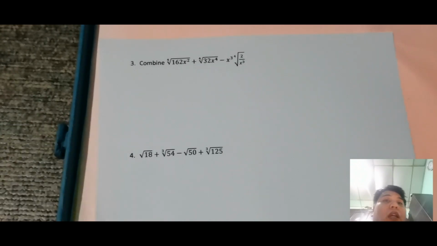Okay, so let's have number 3. Combine 4th root of 162x squared plus 4th root of 32x to the 4th minus x cubed 4th root of 2 over x cubed. Okay, so since 4th root ang pinag-uusapan, isipin mo muna yung mga number sa 162 in which mga perfect 4th power, sorry. Una si 1, 16, okay, 16. So perfect 4th power is 16.